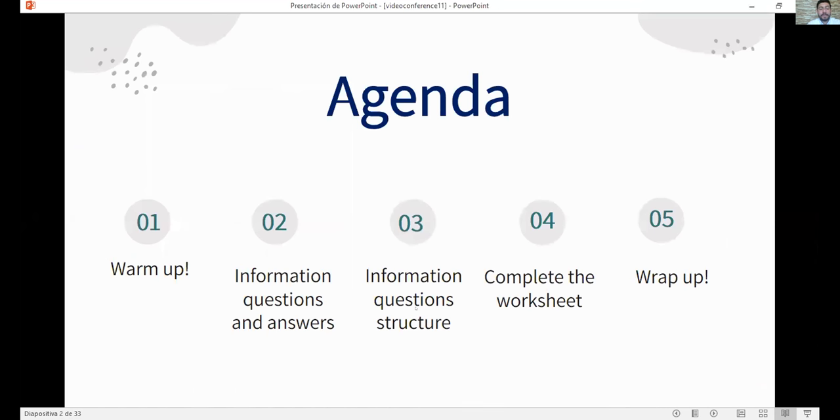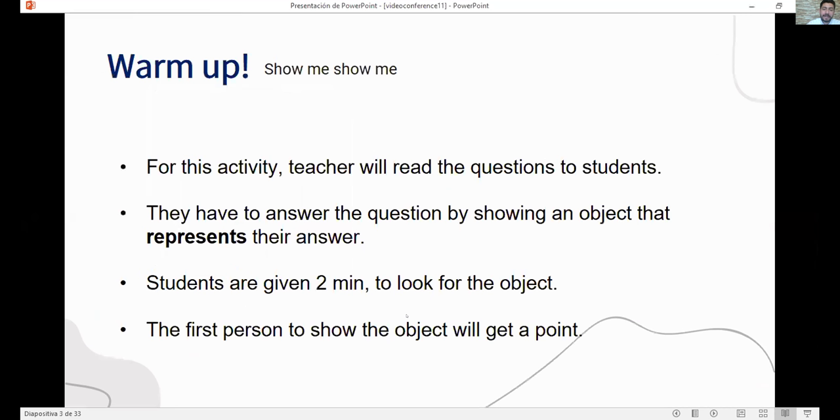Well, hello everyone. Today we made a review about simple present, affirmative, negative, and yes-no questions, but we also started with a new topic. Welcome to class number 11 of the course. This is the agenda. We had 5 points we needed to cover.